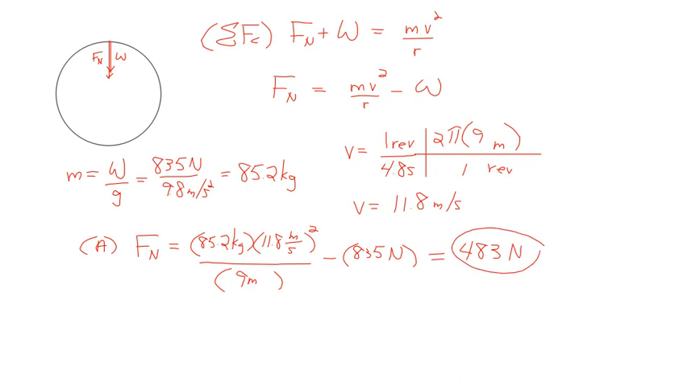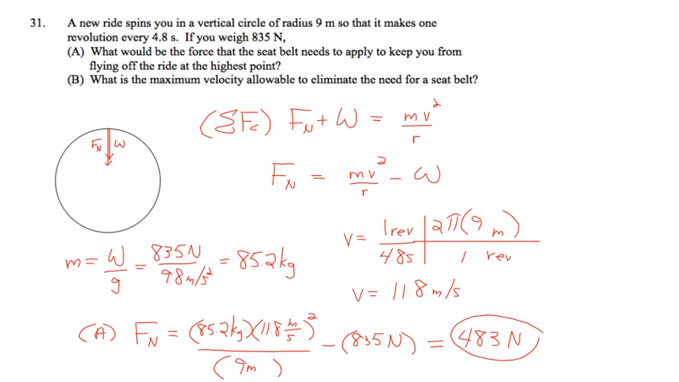And then for part B, usually it's the part B question that's the tricky one, because sometimes you have to know, well, where do we put the object to then figure it out. It says, what's the maximum velocity allowable to eliminate the need for a seatbelt? So the seatbelt is needed at 12 o'clock.